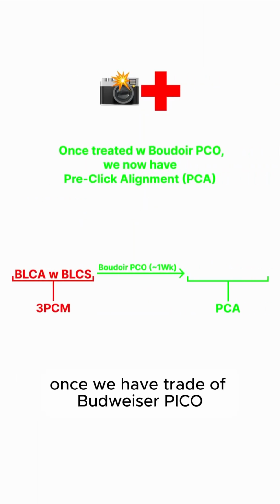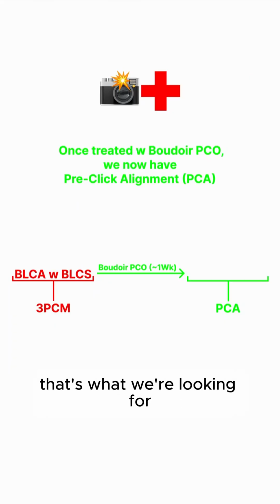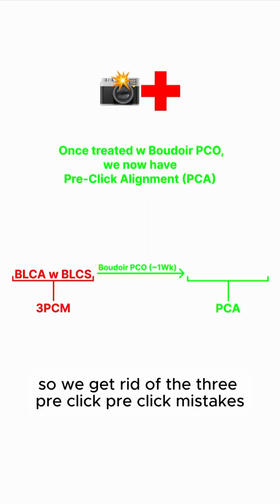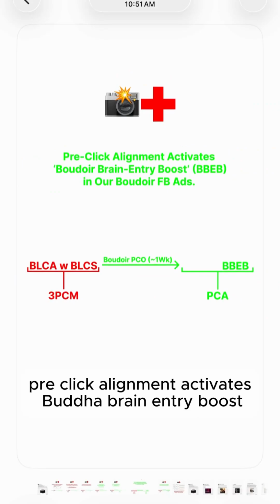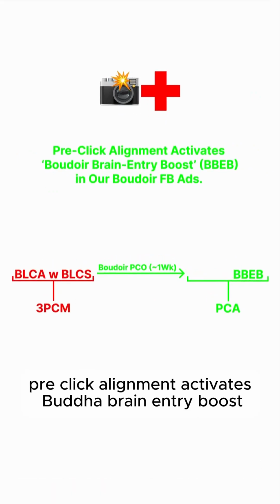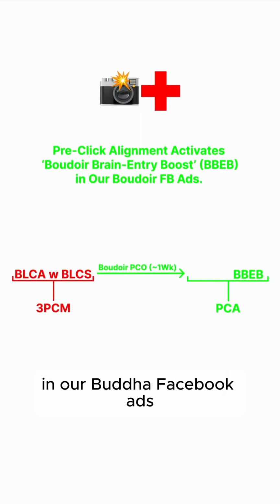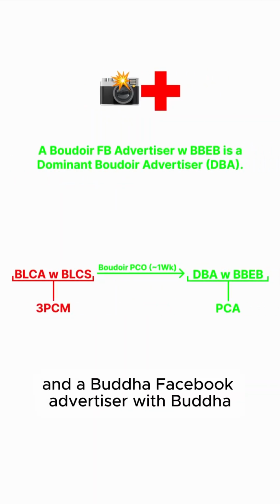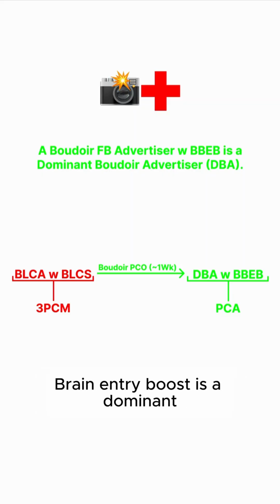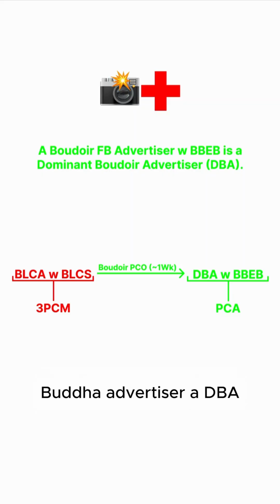Once we have treated with Boudoir Pico, we now have pre-click alignment, PCA. That's what we're looking for. So we get rid of the 3 pre-click mistakes, and we achieve pre-click alignment. Now, pre-click alignment activates Boudoir brain entry boost in our Boudoir Facebook ads. Basically, we've got our unique CTR above 6%. And a Boudoir Facebook advertiser with Boudoir brain entry boost is a dominant Boudoir advertiser, a DBA. This is our full universe here.